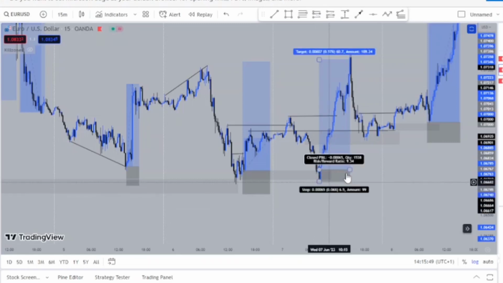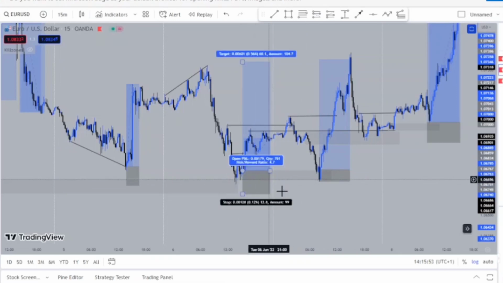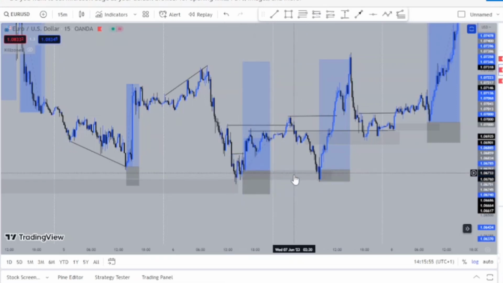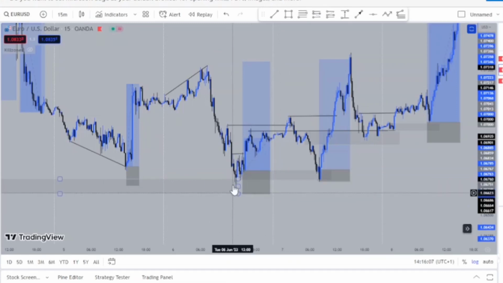Instead of doing something like this, which is not your invalidation point, this is the point of your order block. We call it an order block, or you can call it a demand zone or support zone, because this is the support level. So if you watch, here is the low of yesterday and here is the high of yesterday, which is a structural point of this move.